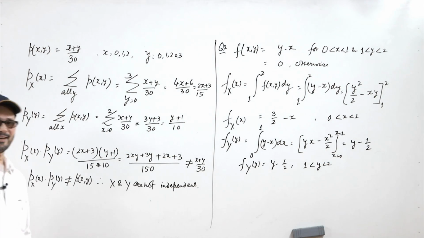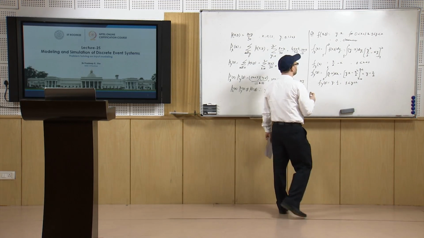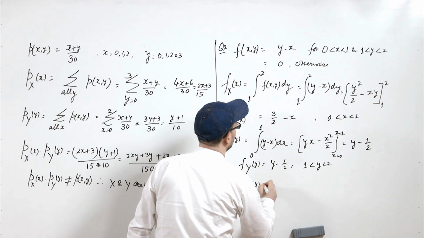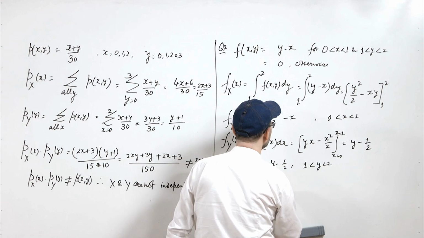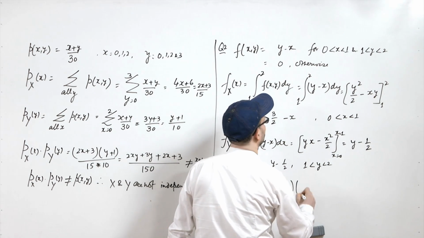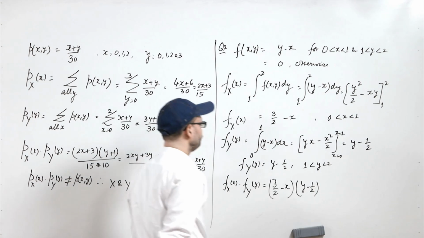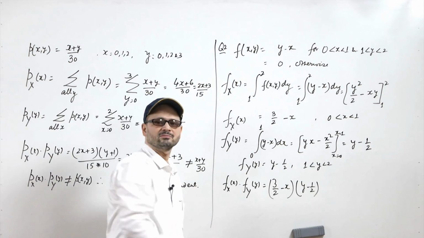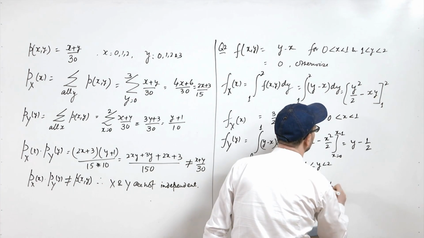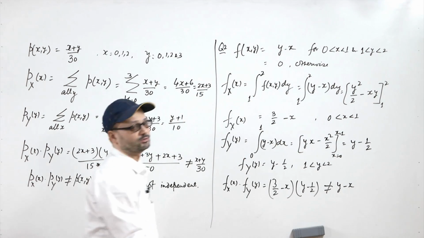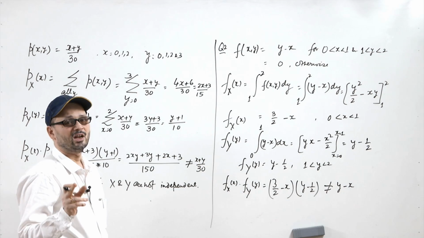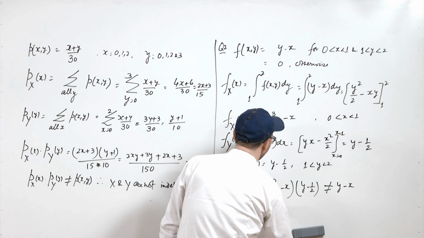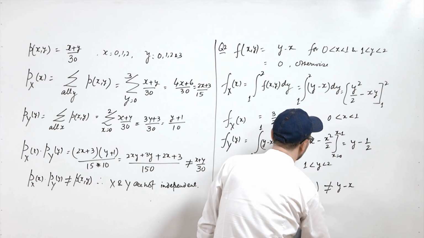Now, for checking independence, we have to see that f_X(x) multiplied by f_Y(y) is coming as (3/2 − x) multiplied by (y − 1/2), and it is not the same as y − x, that is f(x, y). So, x and y are said to be not independent.